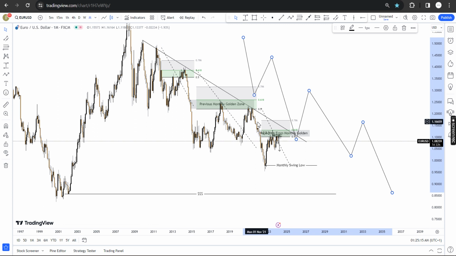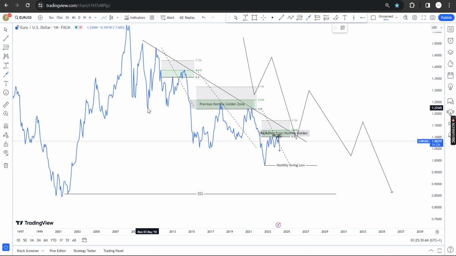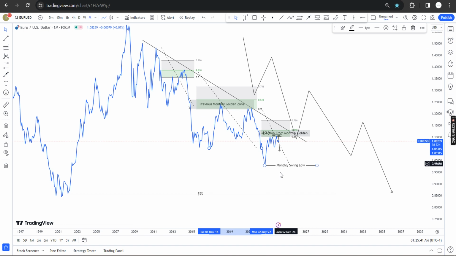Why I didn't consider this one as a retracement is because it's still rejected from that golden zone here and dropped. After dropping, what did it do? Look at this. We have this structure break. So I'm not considering this one.